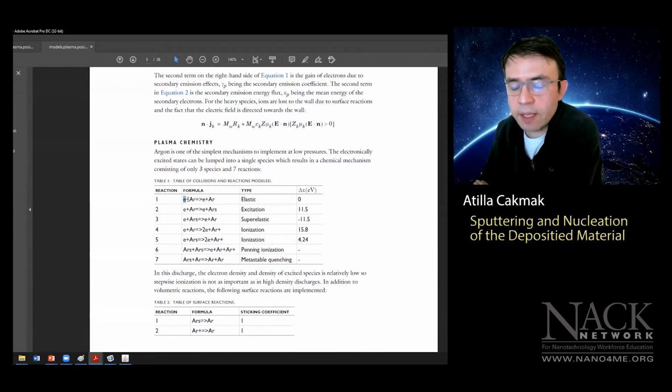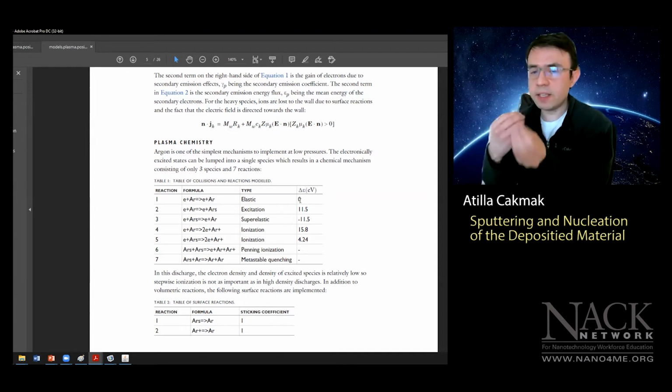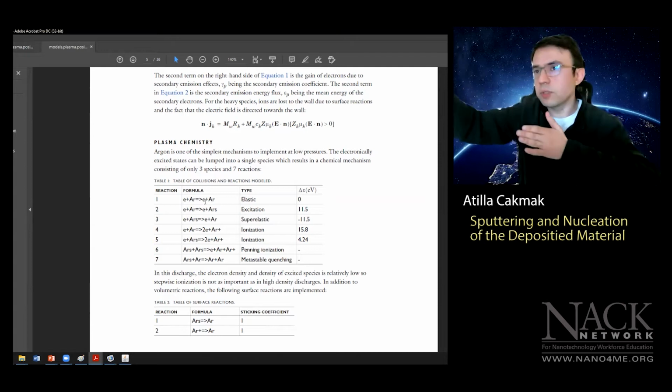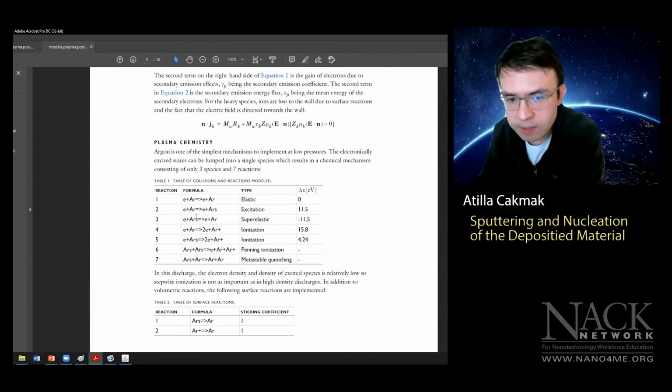So we have an electron that can be just going through an elastic collision, like you guys can see what's going on. From input to output, there's no give and take in terms of energy. So delta E, epsilon, is zero. No energy is required to do that, just bouncing and changing its trajectory. That's the only interaction.